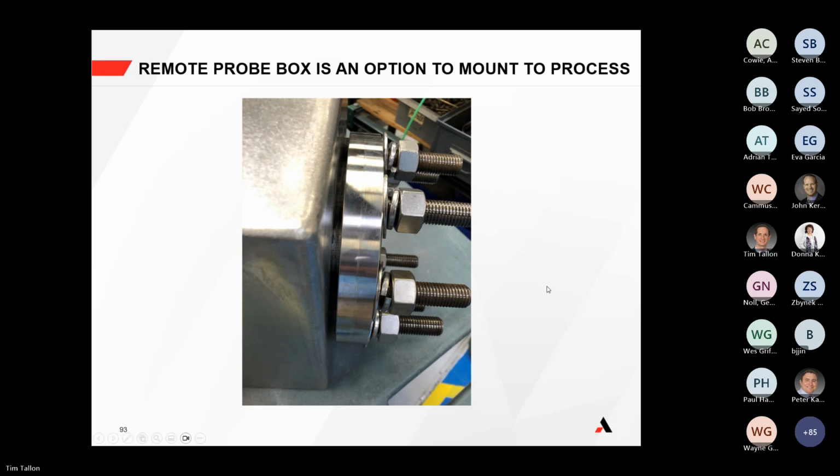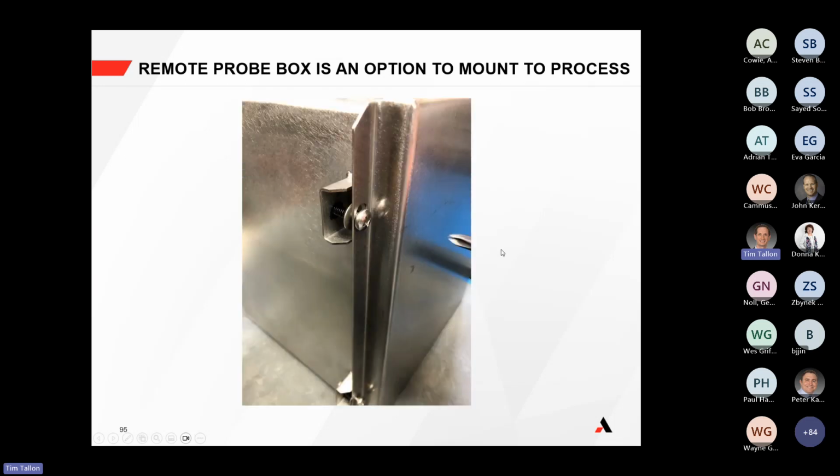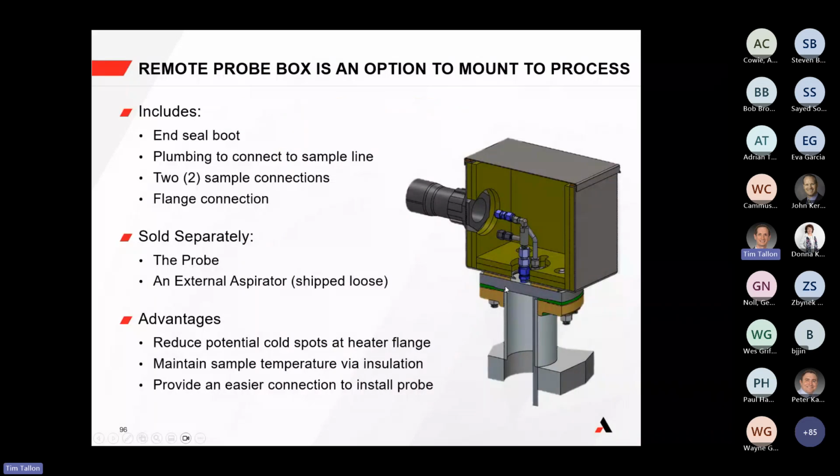Thank you. And then going to just another view that you can see now from the boot perspective. If you were to attach the boot on, this is where it couples up to, and you can see it's easy to open up the respective remote probe box. So what it comes down to, looking at it from this drawing perspective, is that the remote probe box has the end seal boot for the other side of the heated sample line. So when it's on the process flange, you maintain the integrity of the heated sample line, but also reduce cold spots.